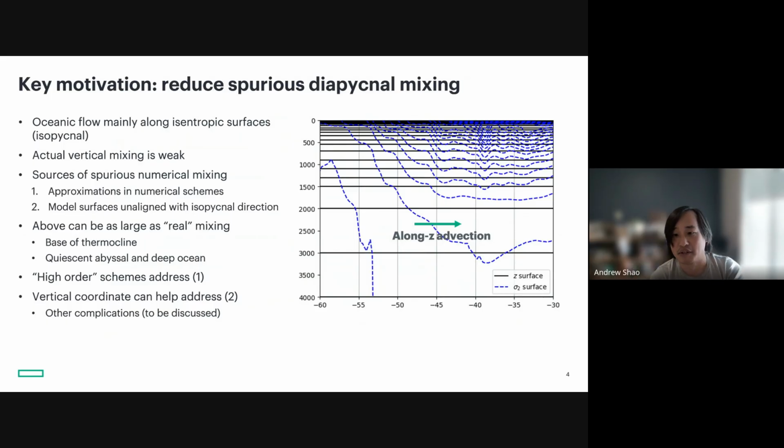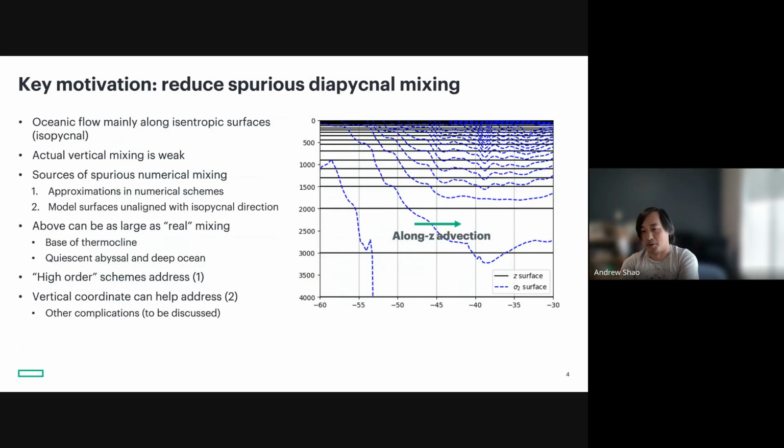There are two sources of this numerical mixing. One is that when we derive the equations that the algorithms actually solve, the equations of motion, those approximations often can lead to terms that look like mixing. The second source is the fact that model surfaces are often unaligned with isopycnal mixing.